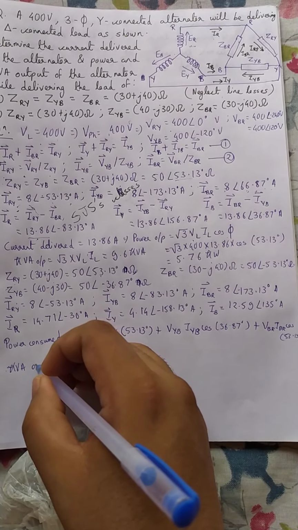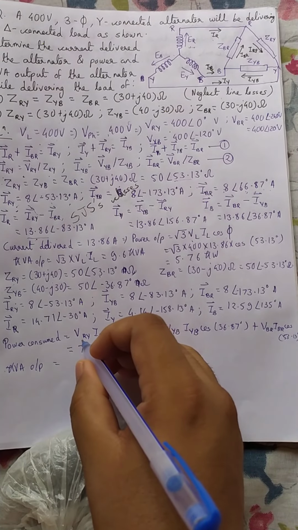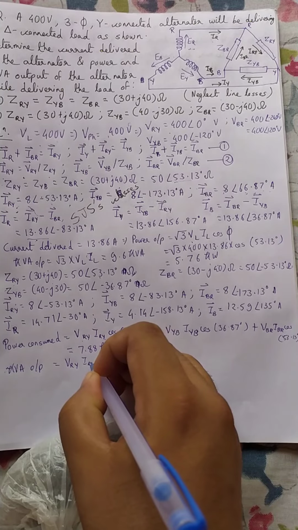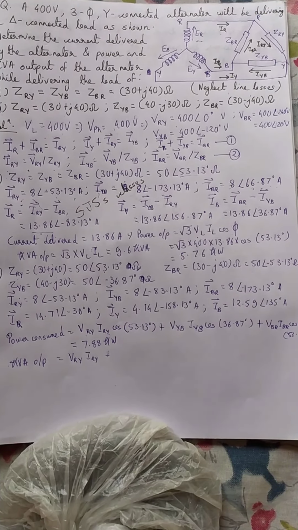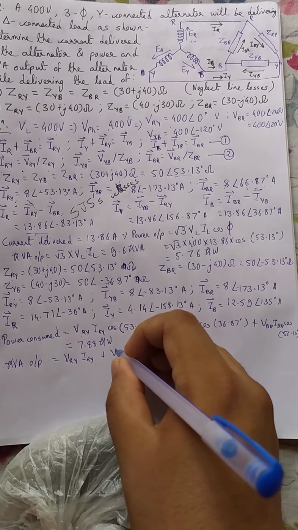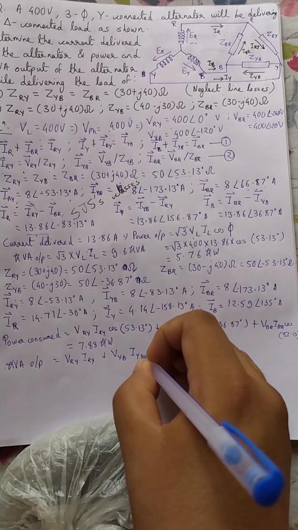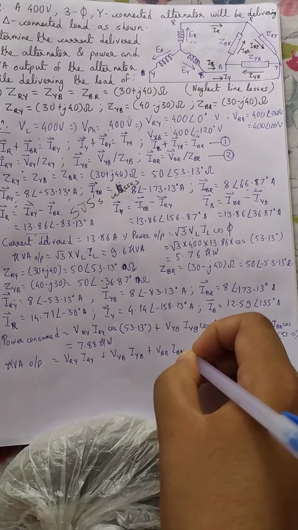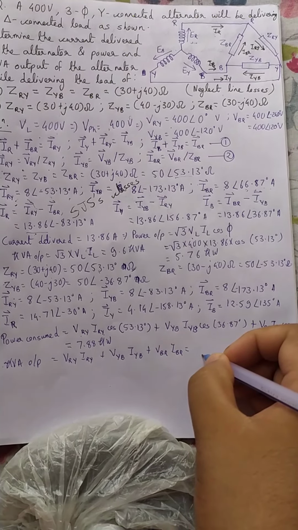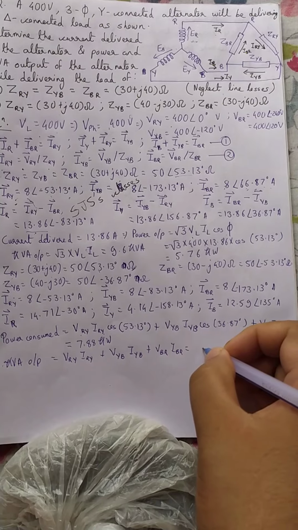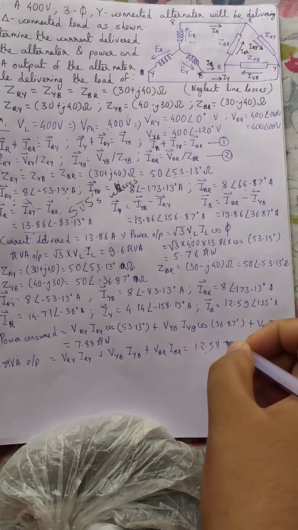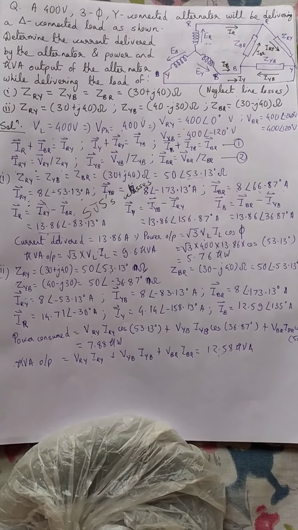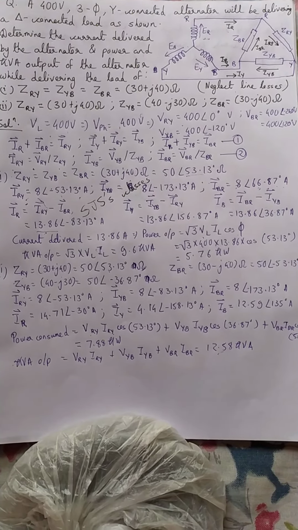And what will be the kVA output? That would be the kVA consumed. So that would be basically VRY into IRY plus VYB IYB plus VBR IBR. If we solve that, it would be equal to 12.58 kVA. So that is how basically we could solve any circuit related to a three-phase circuit.